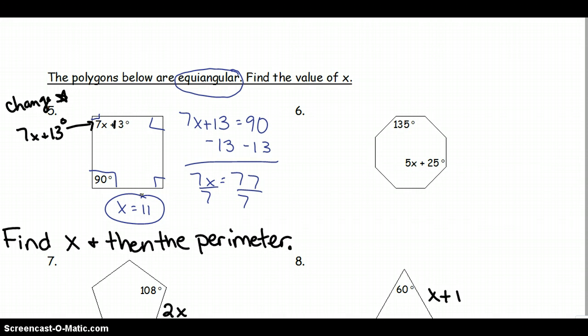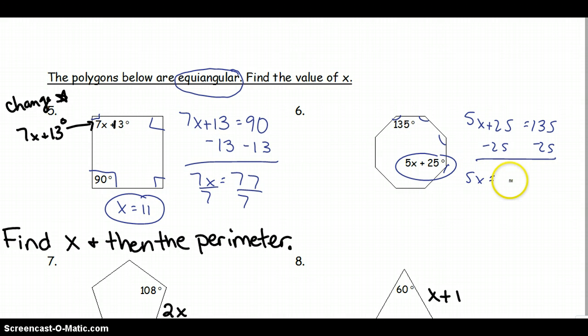Same thing with number 6. If this angle is 135, we know that all of the angles are 135. So we know that 5x plus 25 has to equal 135. You subtract 25 from both sides. You're going to get 110 here, and then divide by 5. You'll get 22 for your answer. And that's how those work out.